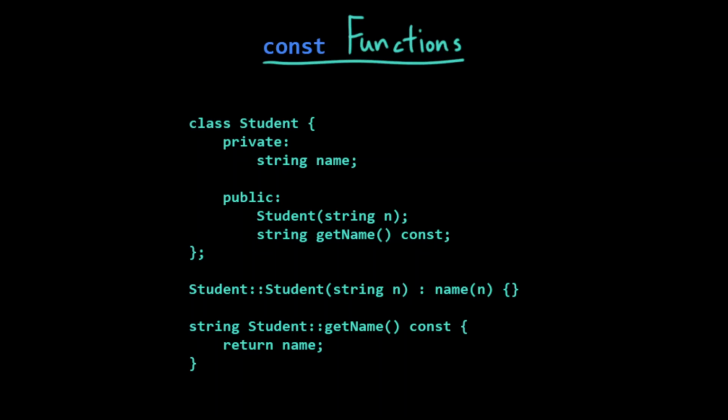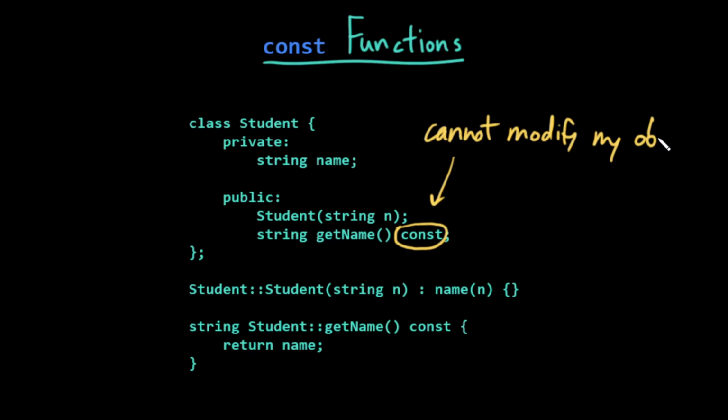The const keyword can also be used with functions. In this example, I have a student class which has a private instance variable called name of type string, and it has a public constructor that just initializes the name instance variable. And I have this getName getter function, which I've defined here. And notice that I declared it, and I put this const keyword at the end. So what does this const mean? This means that this function cannot modify my object. If I call this getName function, my object must not be modified.